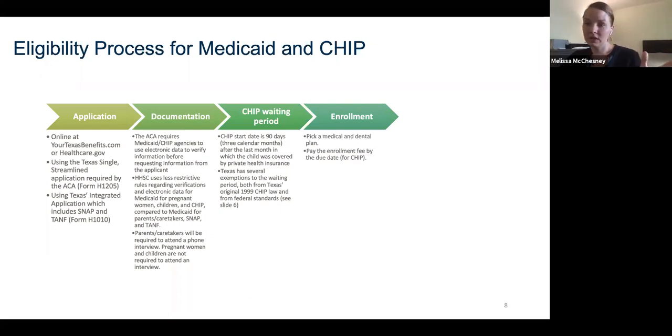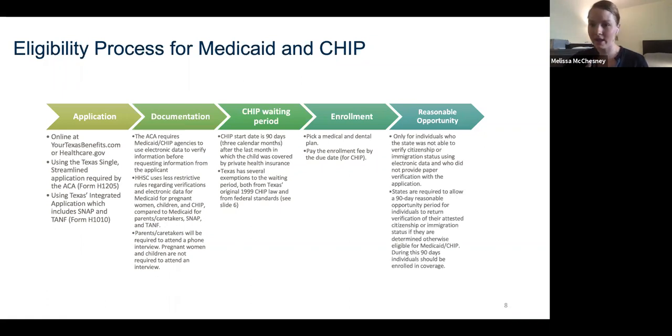So once you're through that, then there's enrollment for Medicaid. It's seamless. They may need to select a plan. If they don't select a plan, one will be selected for them. For CHIP, if they're at a higher income level, they may have to pay an enrollment fee of $35 for the year. And then there's this period called reasonable opportunities.